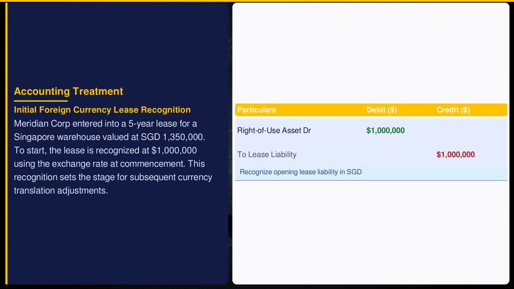The initial recognition of the operating lease at the spot exchange rate is crucial for Meridian Corporation's financials. IAS 21 requires translating foreign currency transactions at the exchange rate on the transaction date. This establishes the lease liability and right-of-use asset, initially recognized in the balance sheet, providing a foundational basis for future adjustments.